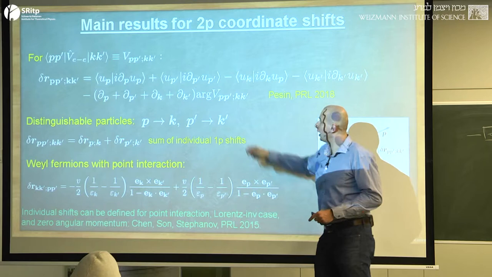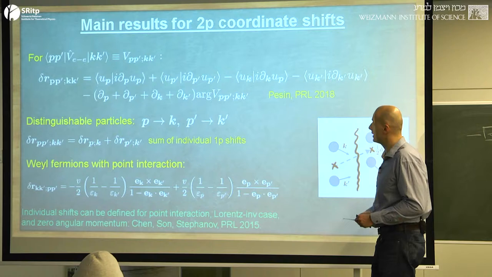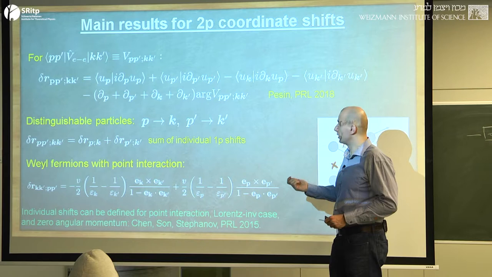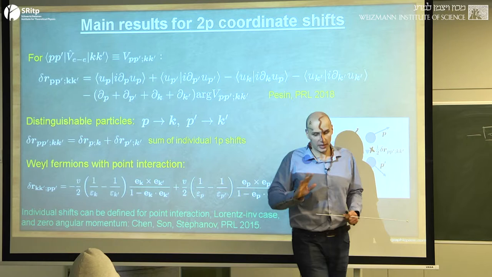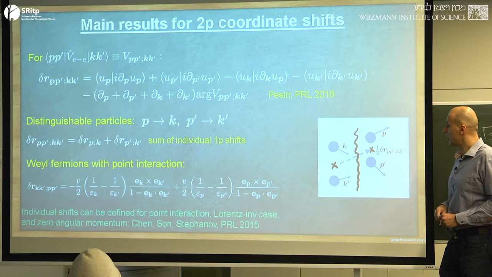The expression is nice. Basically, it gives you all the old cases written in this paper. If the particles are distinguishable, one is green, the other is red, so you can trace them, you will see that this two-particle shift reduces to the sum of the single-particle shifts, so everything checks out. I can reproduce the high-energy results in appropriate models. And essentially, I'm pretty much done.